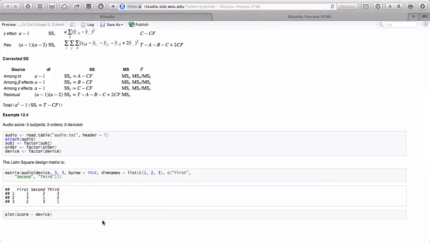So at this point, we're ready to move on to factorials. And factorials are sort of a big topic. And in 513, you'll delve into factorials in more depth. And in particular, in this book, we talked about nested effects. And we'll now talk about crossed effects.